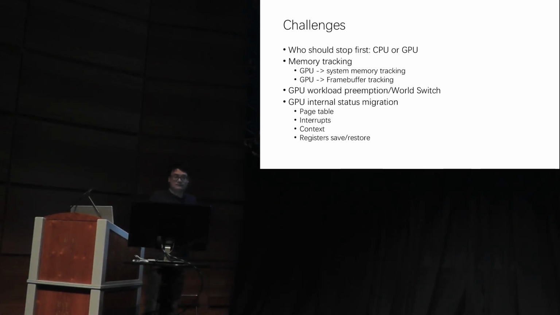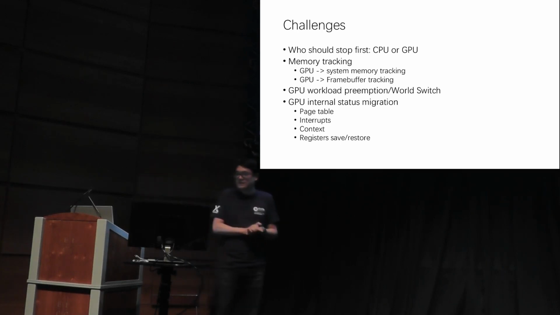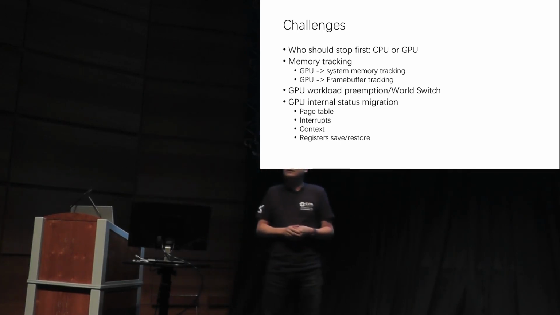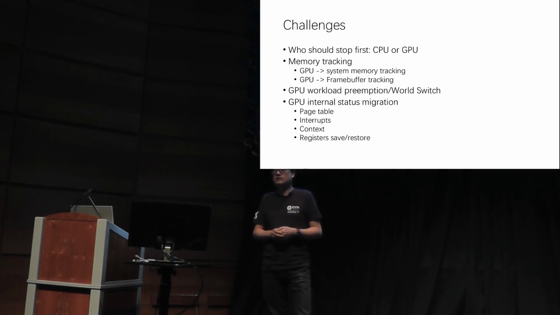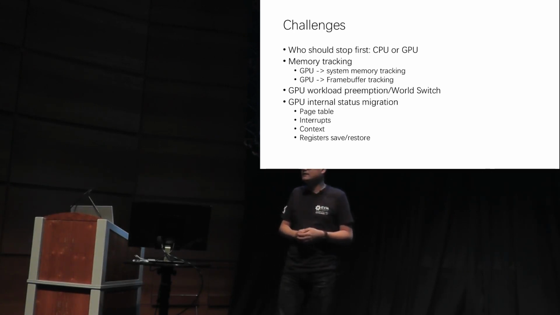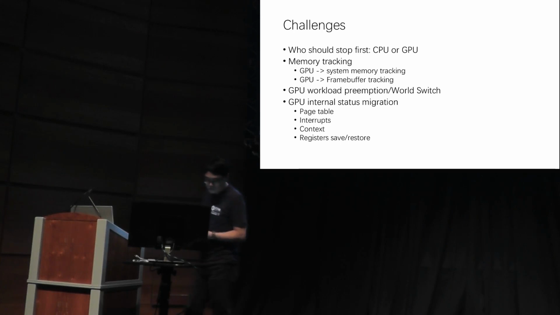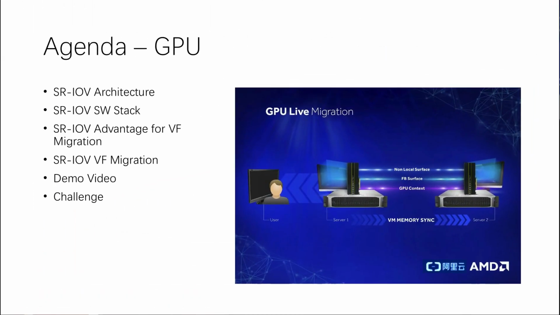And then the workload preemption I already talked about. When we stop the CPU and the GPU is still running and you can't wait, you need to preempt the workload. Another thing is the GPU internal status save and restore. The GPU is very complex. There are page tables, internal MMU interrupt status, and also the register information, so all of these things need to be saved and restored. Jerry from AMD will talk more about this. This is pretty much from my point. Let's welcome Jerry from AMD.